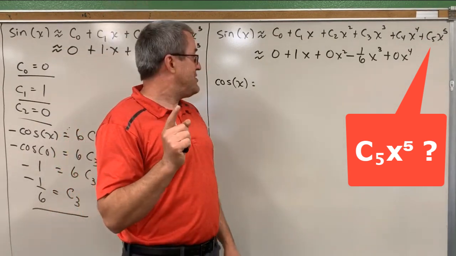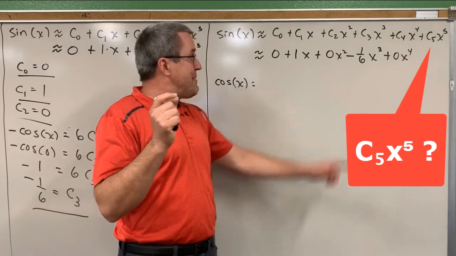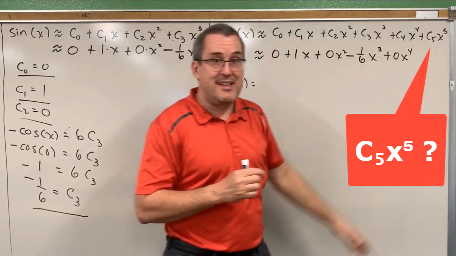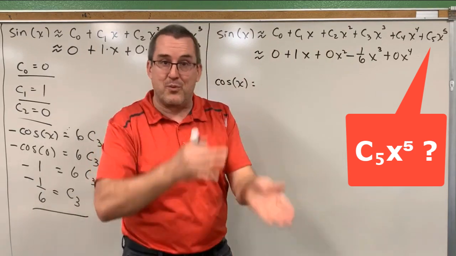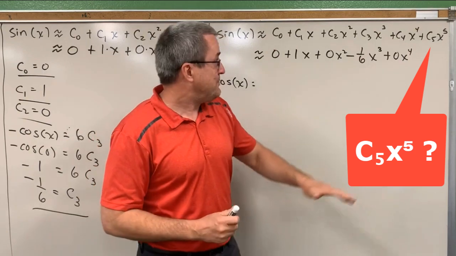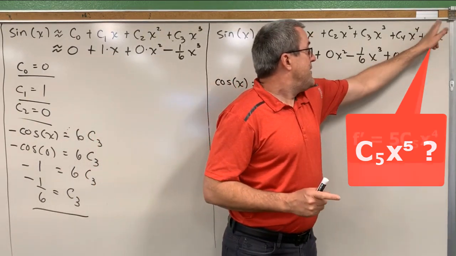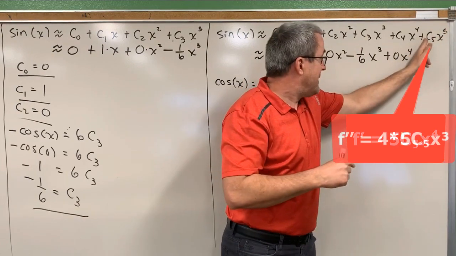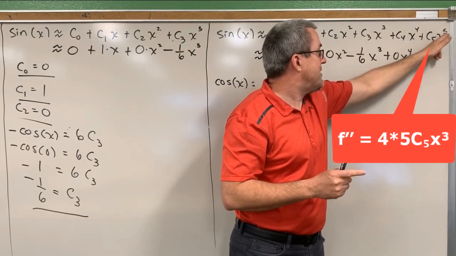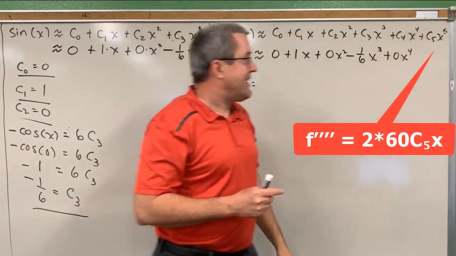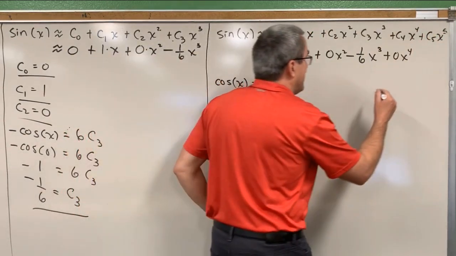Now again, I encourage you to pause this video and maybe think through what's going to happen when you take the 5th derivative of c sub 5x to the 5th. Power rule over and over and over again. I'm just going to say it. I hope you can follow. First derivative, 5c5x to the 4th. Then 4 times 5, 20c5x to the 3rd. 3 comes out front. And then finally that last term comes out front. So it would look something like this.